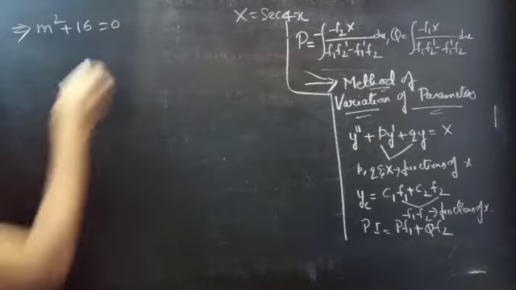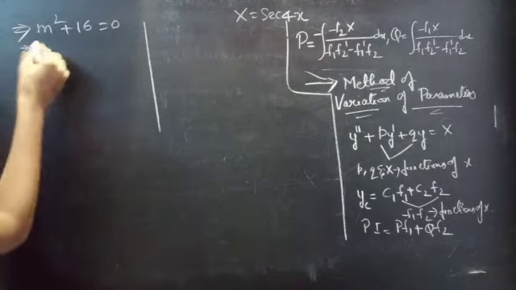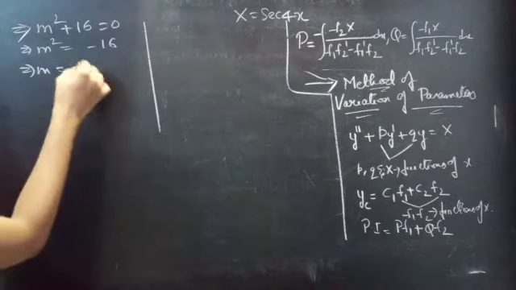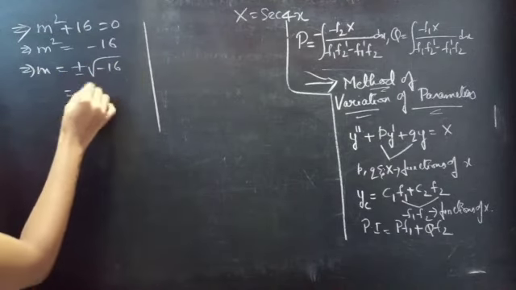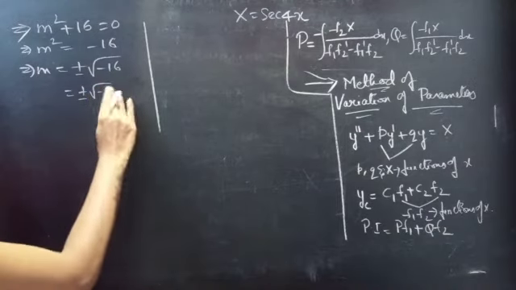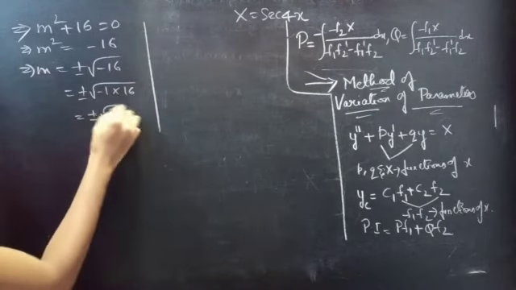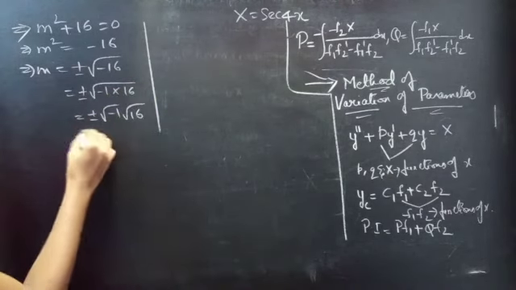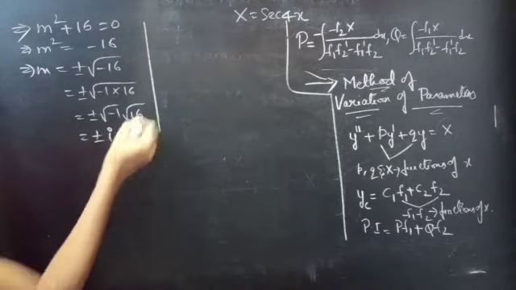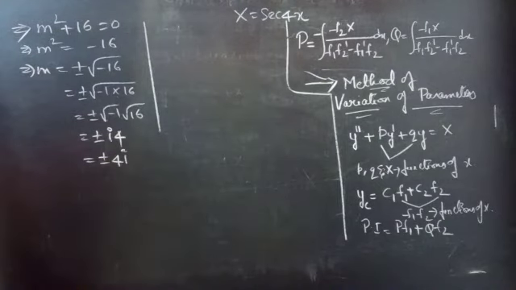So we can find the roots in two ways. Just consider m square plus 16 equals 0. From this we'll get m square equals minus 16. Then m equals plus or minus square root of minus 16. You can write minus 16 as minus 1 into 16, which gives plus or minus square root of minus 1 into square root of 16. We know that square root of minus 1 is i and square root of 16 is 4, which equals plus or minus 4i, right?